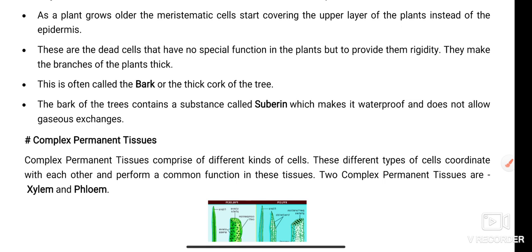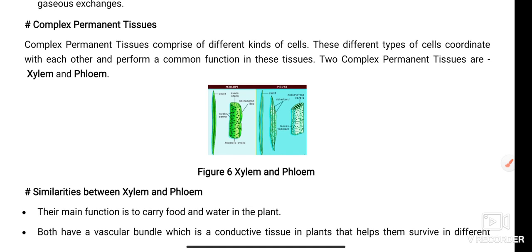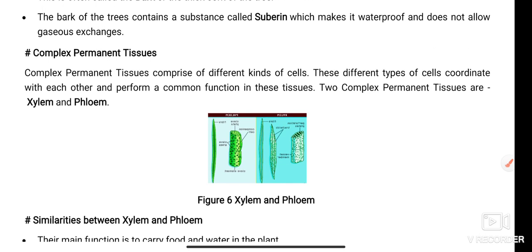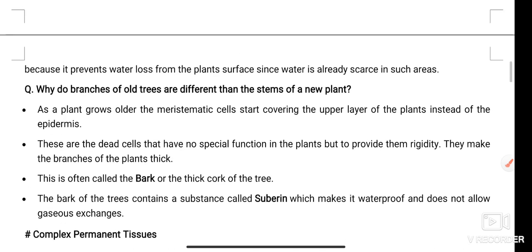Bark or thick cork of the tree, we call it chaal of the tree. The bark of the tree contains a substance called suberin, a polythene-like substance that helps make it waterproof and prevents gaseous exchange through the stem. So how does the plant respire through the stem? In this cuticle layer, some pores are present known as lenticels that help in the respiration process. I hope students you got it up to here.